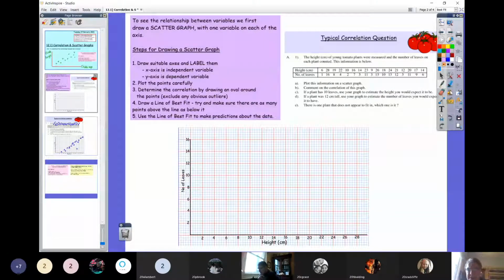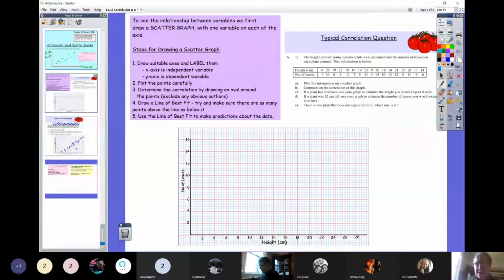The height in centimeters of young tomato plants were measured, and the number of leaves on each plant was counted. The information is below. So we've basically been measuring the height of tomato plants and how many leaves they have. I don't know how familiar you are with tomato plants, but as they grow, they grow more tomatoes, they grow more leaves.